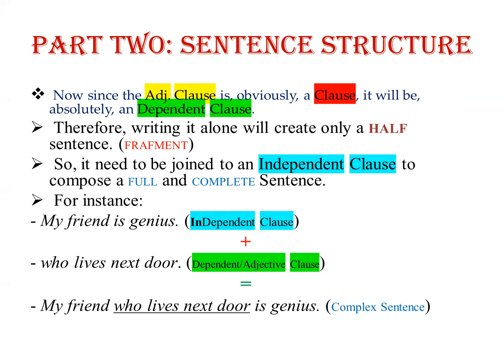But in the first sentence, "my friend is genius," I'm telling you that I have a friend, and this friend is genius. Anyhow, by composing them together, the independent clause and the dependent clause, "my friend who lives next door is genius," I'm creating here a complex sentence, because obviously I have an independent clause and also a dependent clause.